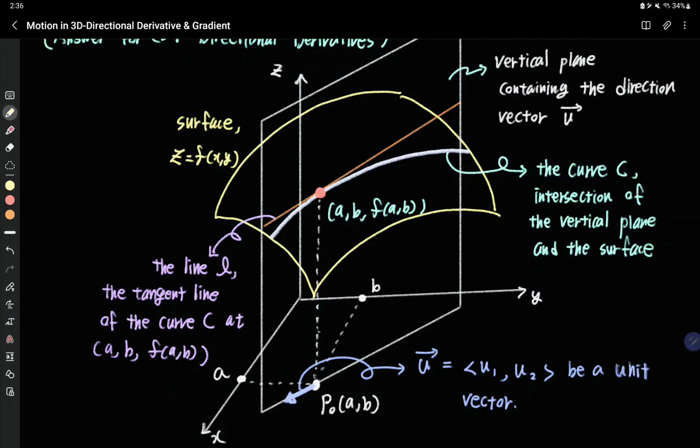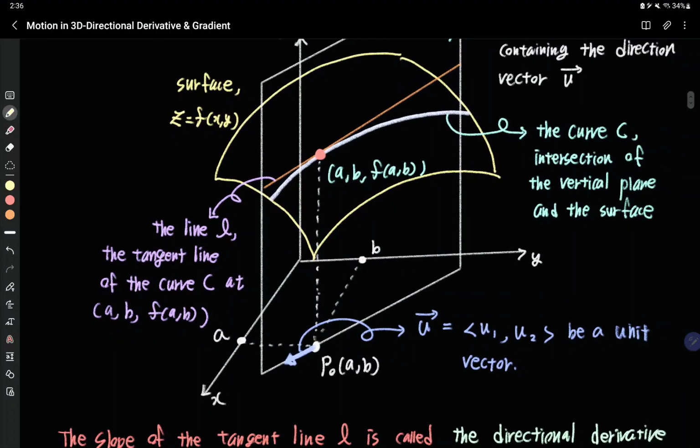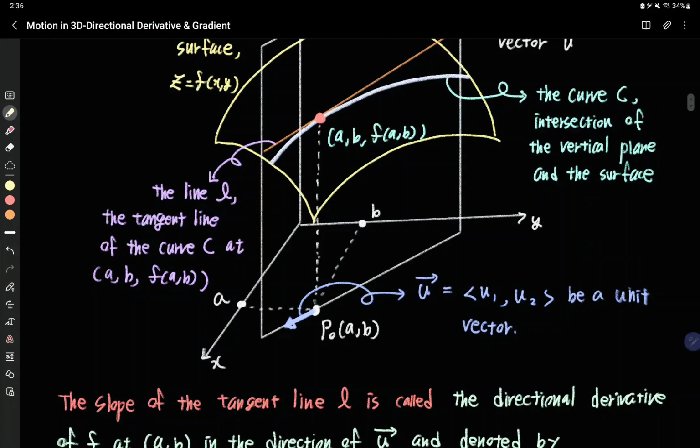Now you can see that the curve is along neither the x-axis nor the y-axis, but along the direction of this vector. So the slope of the tangent line.